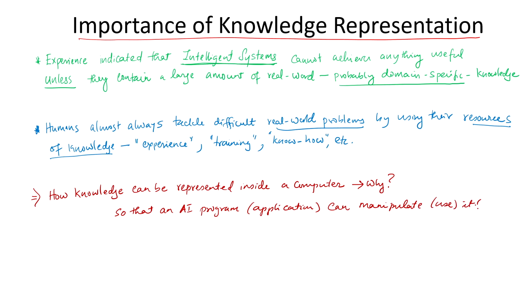So, human beings, we store it in our brains and we use that to solve the real problem, and how this knowledge can be represented inside a computer is the main question. And why do you want to represent it? So that an AI program or an application can manipulate or use it.